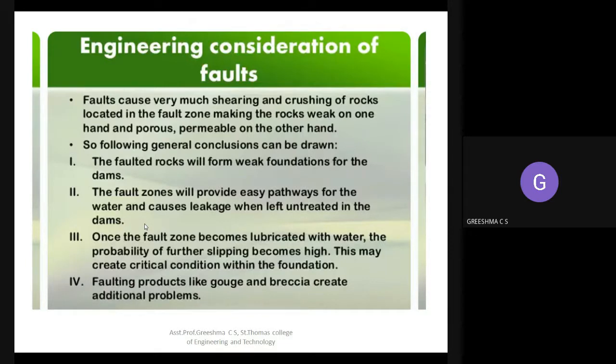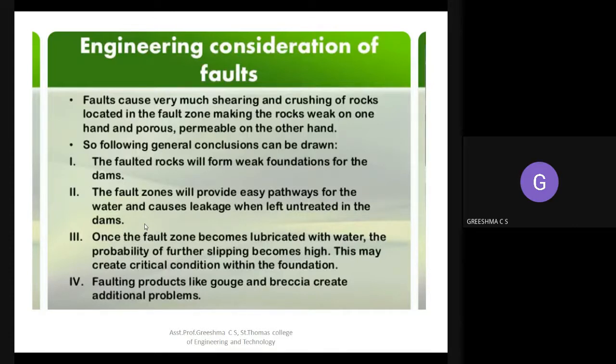That means the rock is actually permeable. The faulted rock is permeable. It will allow the water to pass through it. So if you are constructing a dam over it, what will happen? The water will pass through this crack, and thereby it will again weaken the dams.